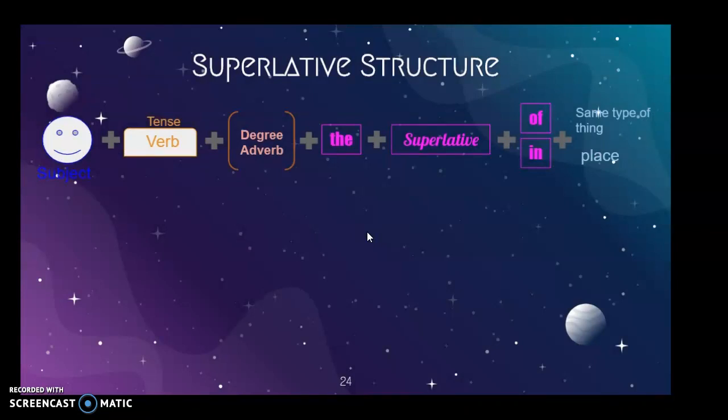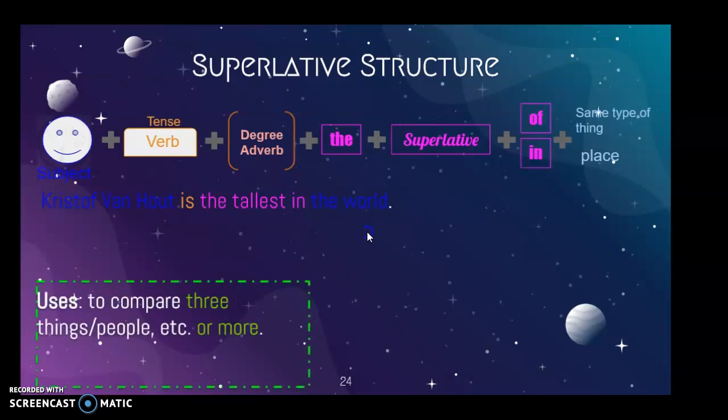Then this is the structure of the superlative sentence. I need subject one, a verb in any tense. The degree adverb is optional. And then the article, the superlative form of the adjective. And then I can use two prepositions, of or in. I use of if I'm talking about the same type of thing, and I use in if I'm talking about the place. So for example, I have Christoph van Hout is the tallest in the world.